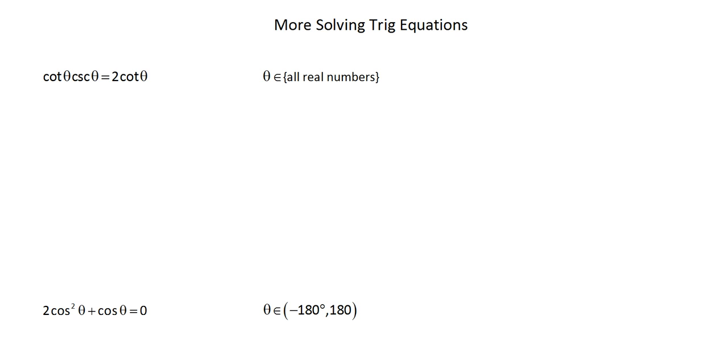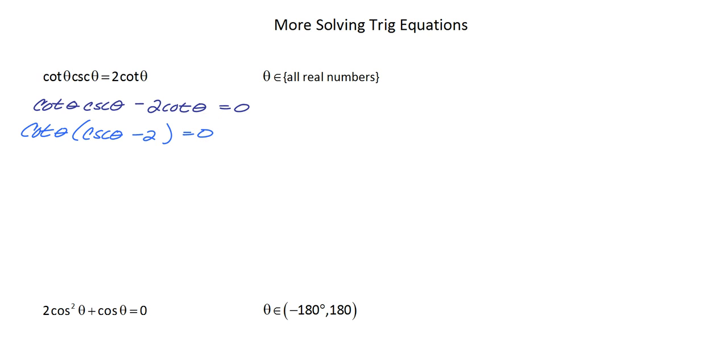We have cotangent theta cosecant theta is equal to 2 cotangent theta. For this particular example, since we have multiple cotangents, the best idea would be to move this over to the other side first. So we have cotangent theta cosecant theta minus 2 cotangent theta is now equal to 0. The reason we wanted to do that is so we can factor out cotangent theta. So we have cotangent of theta times cosecant theta minus 2, that's equal to 0.